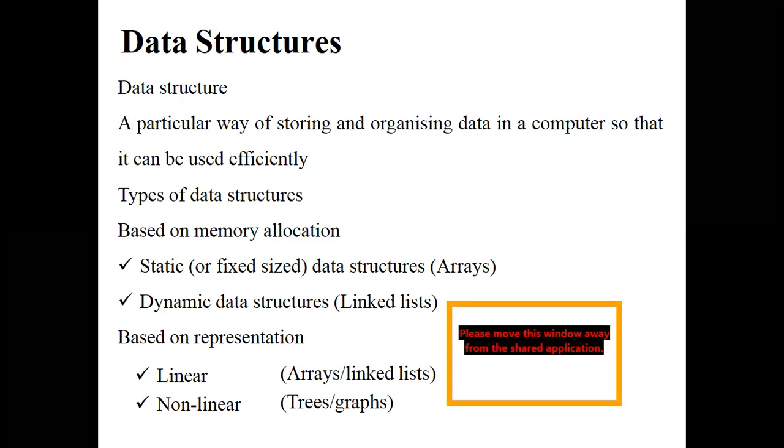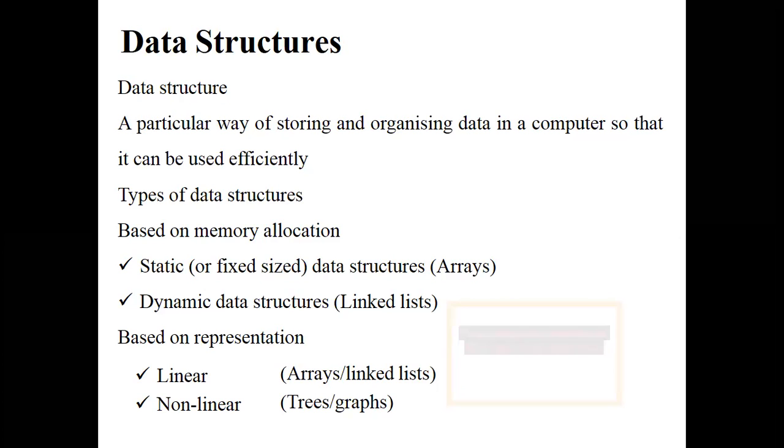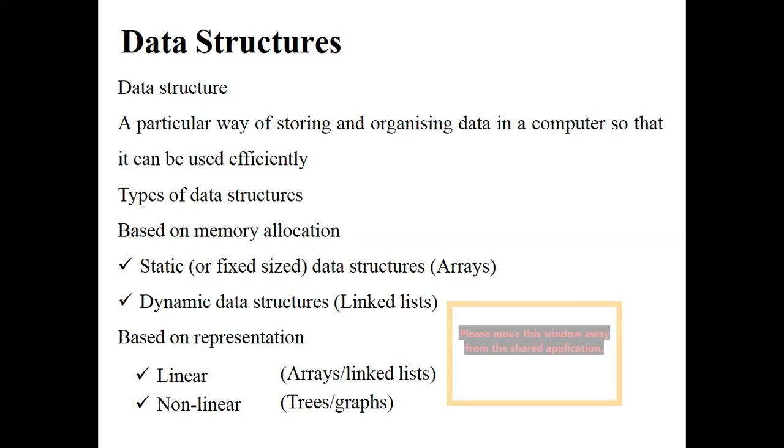There are different types of data structuring based on memory allocation: static or fixed size data structures, of which arrays are an example, and when you have a linked list, it is an example of dynamic data structures. Based on representation, linear data structures include arrays and linked lists, and non-linear ones include trees and graphs.